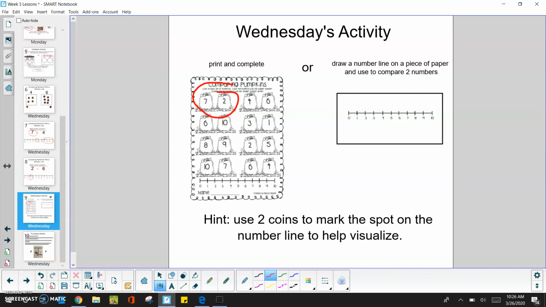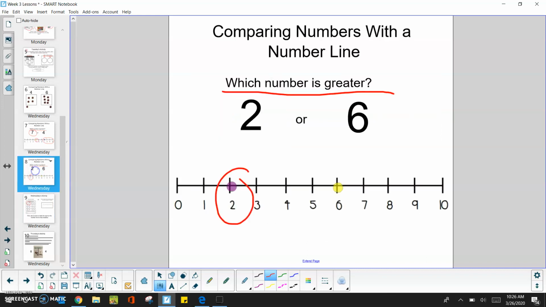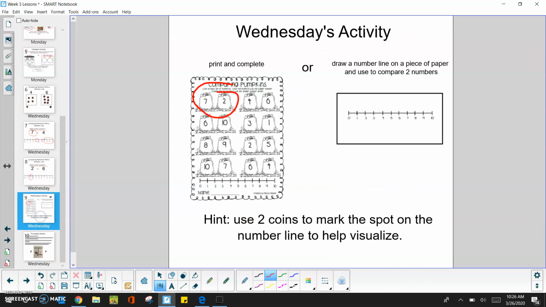And one idea I can give you, just like I used the yellow and purple dots to help me, you can have two different coins to help you so that you can put some coins on the number line to visualize it that way. So that is today's activity. Again, you can print and complete the page linked on the blog, or you can use a piece of paper and do the exact same numbers on your own piece of paper.